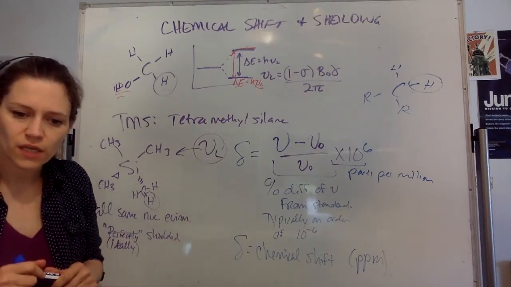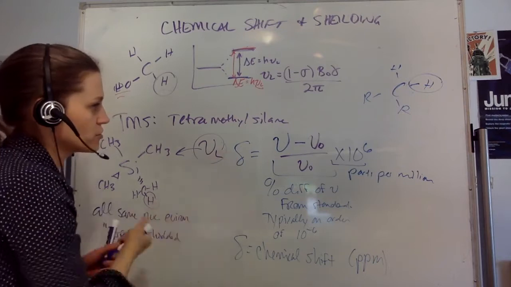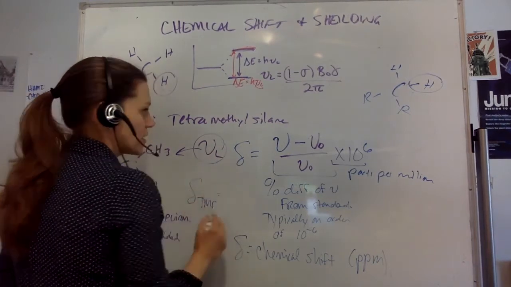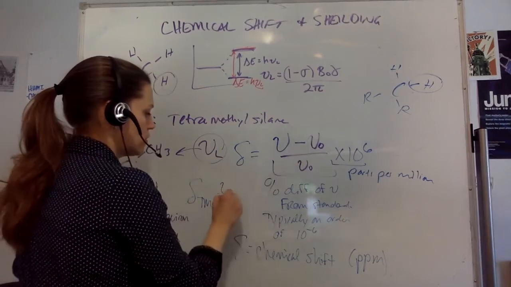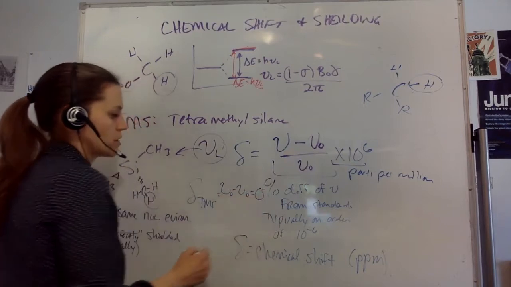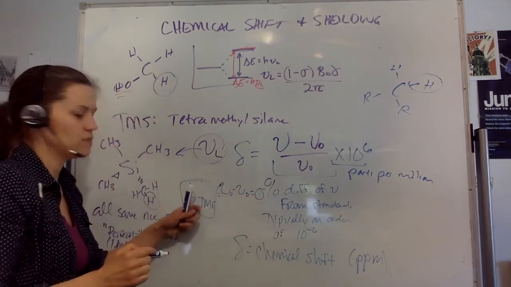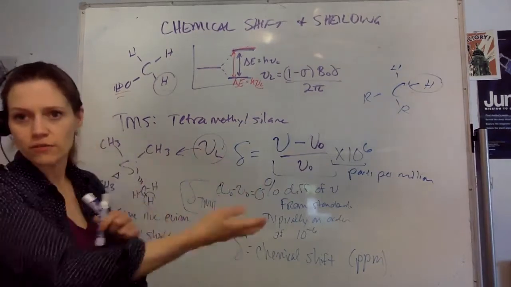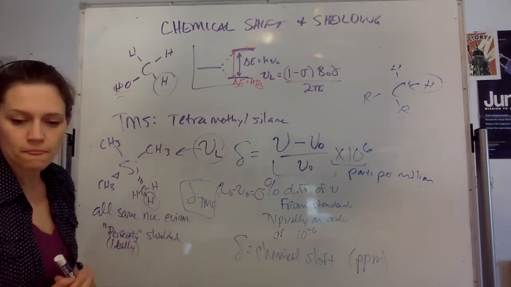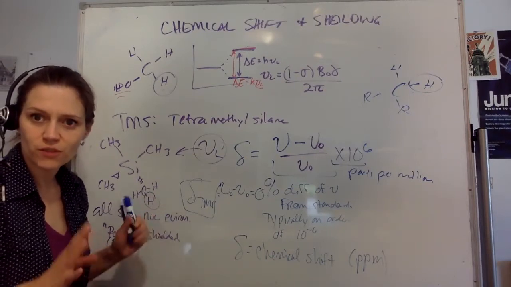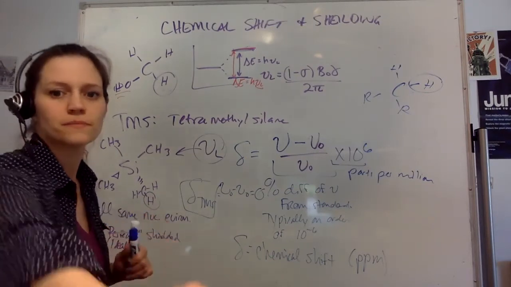The next thing I want to talk about: if you want to know the chemical shift of TMS, that would just be nu 0 minus nu 0. I'm just going to stop there because this whole thing would equal 0. So the chemical shift of TMS is going to be 0, and we measure everything with respect to that, upfield, downfield. All right, I'm going to pause, erase, and give you some numbers of different chemical shifts, and we'll talk a little bit more about how to interpret those.